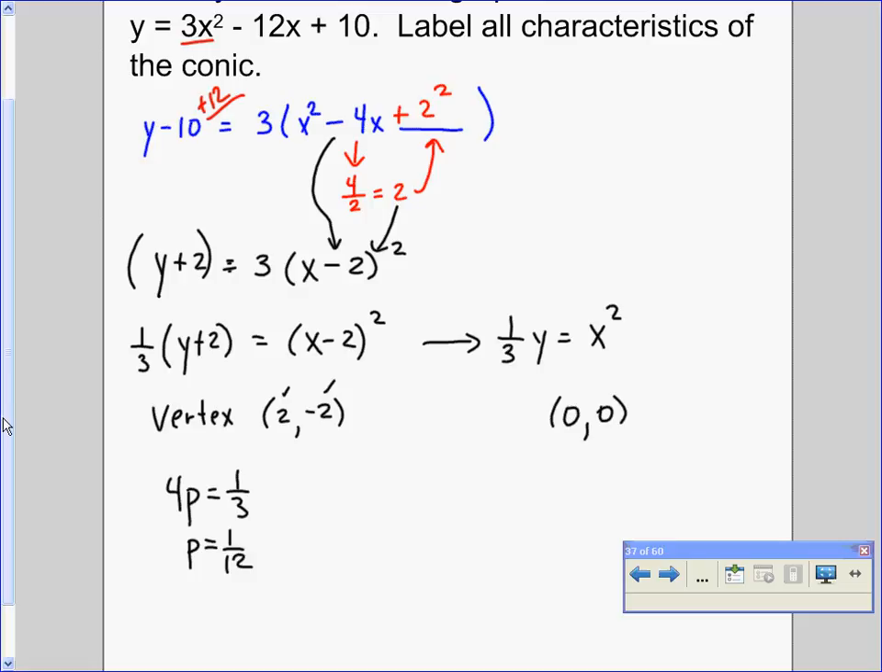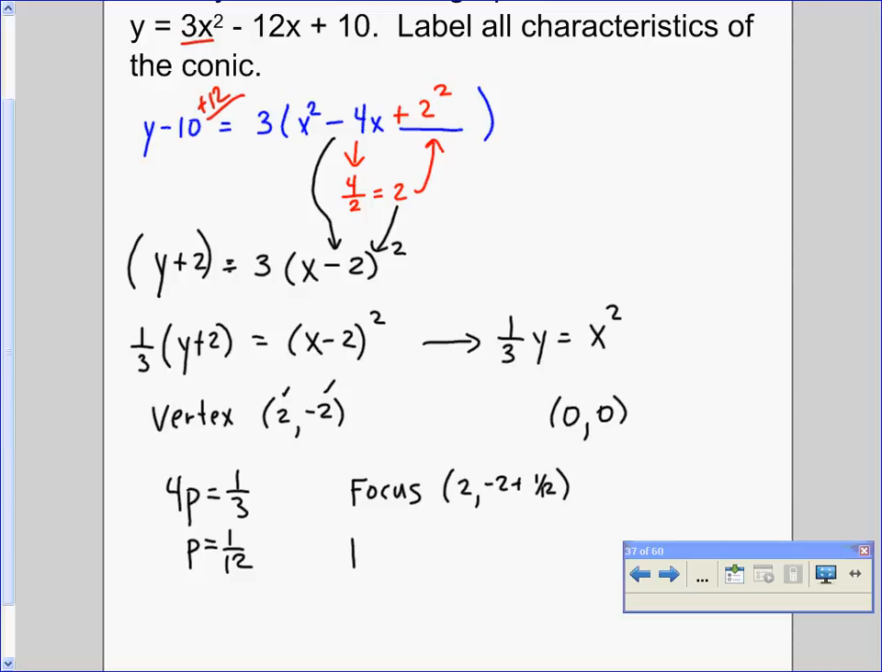Okay, and then so when you find your focus on this one, because it's an x squared, we're either going to open up or down on the x squared. So the 1/12 is going to get added to the y coordinate here. All right, so you're going to have a focus, and because it's positive, our focus is going to be (2, negative 2 plus the 1/12). And you could go ahead and simplify that.